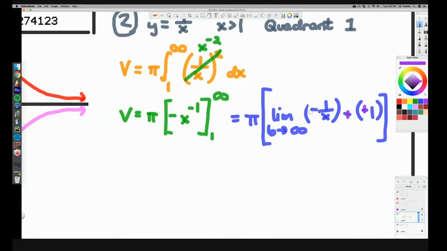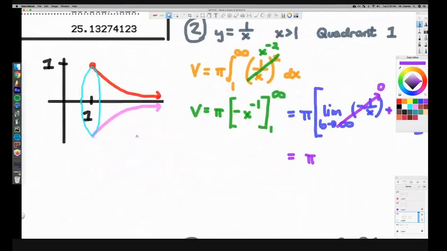All right, so then, since you're the only one here, what is this limit approaching? If it's negative 1, 0. This is 0. So what's your final answer then? 1. Oh, pi. Pi. Now let's think about this for a second. What? You have a shape that's getting infinitely bigger, but the volume of it is finite.